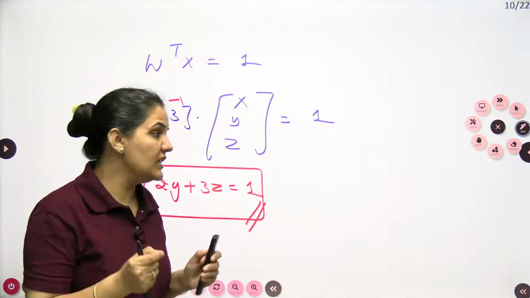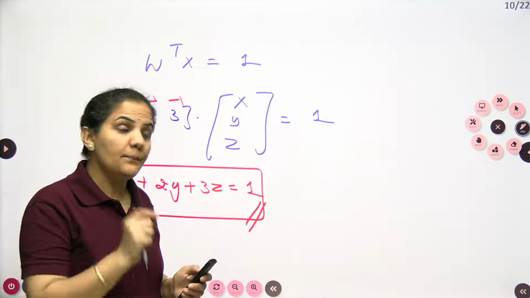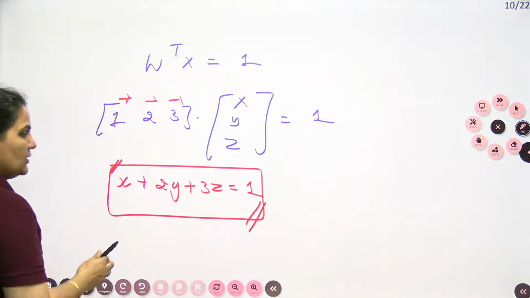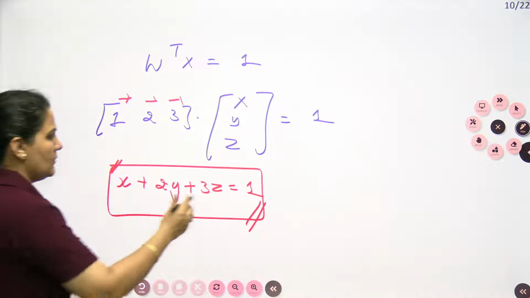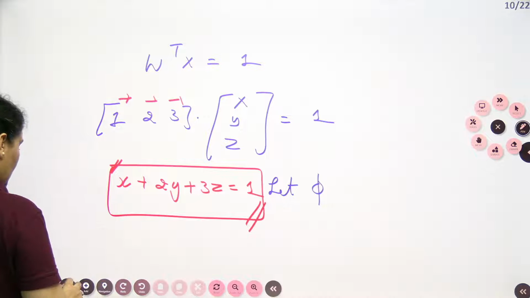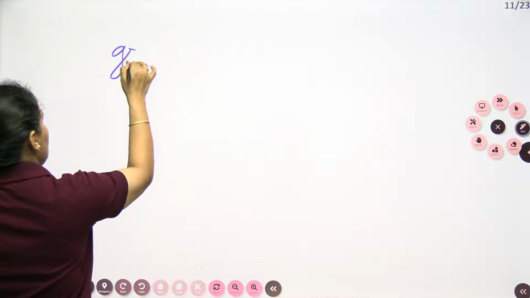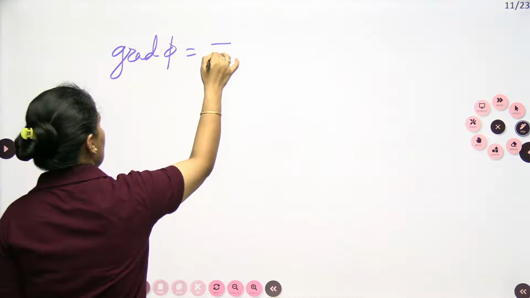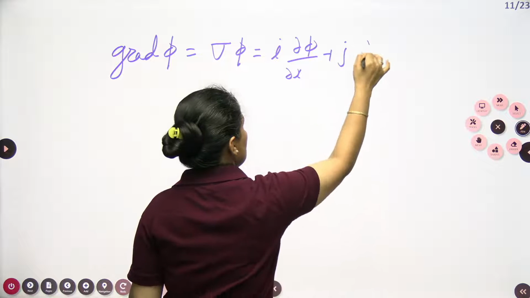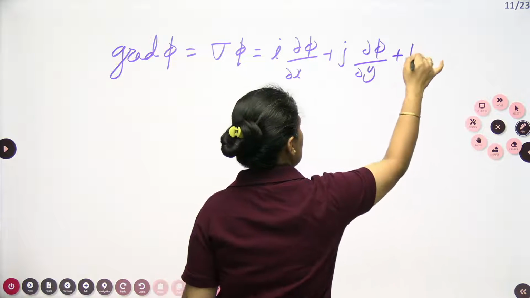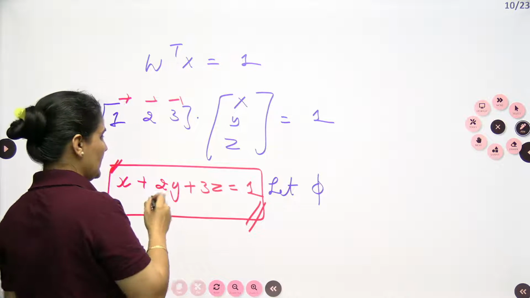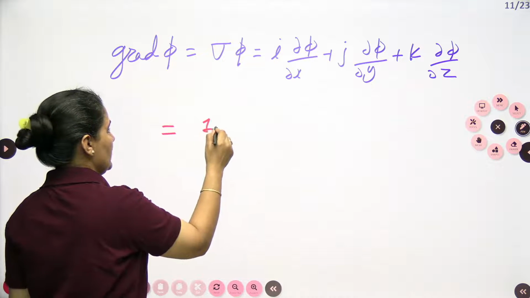What we need to do is find the vector normal. Vector normal means we need to go for the gradient, so you need to write this in the form of a vector. Let us assume this as a scalar function phi. For that I need to find the vector normal, meaning the gradient. So gradient of phi will be i del phi by del x plus j del phi by del y plus k del phi by del z. When you solve, this is 1 only, so 1 means i.